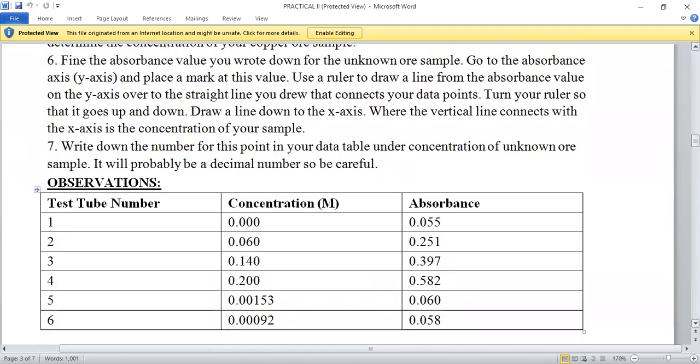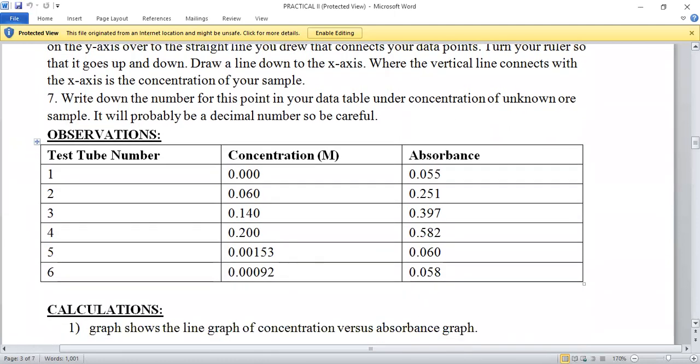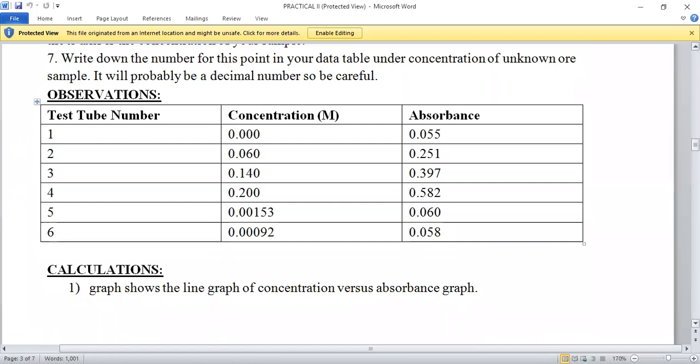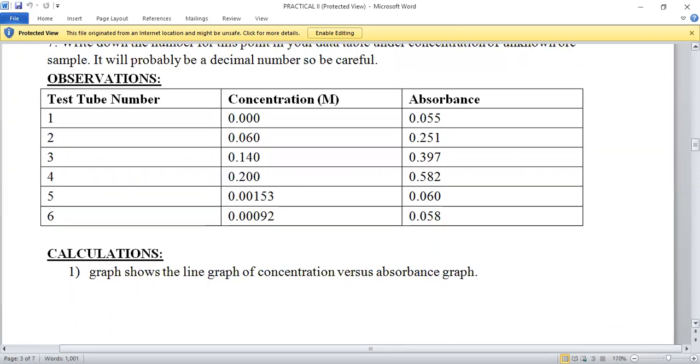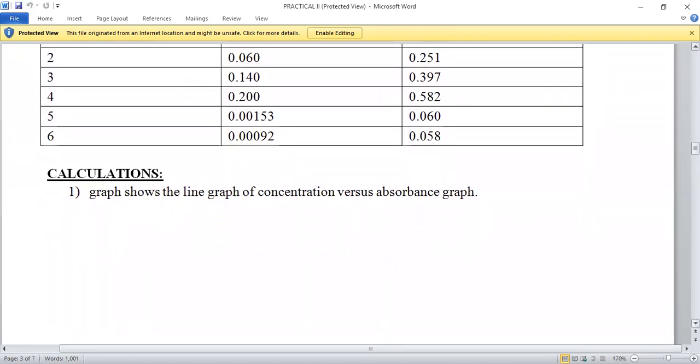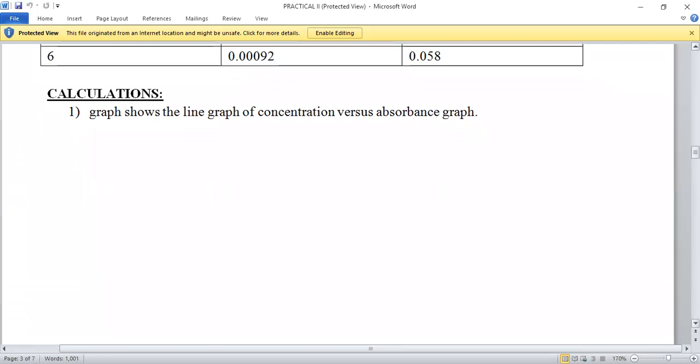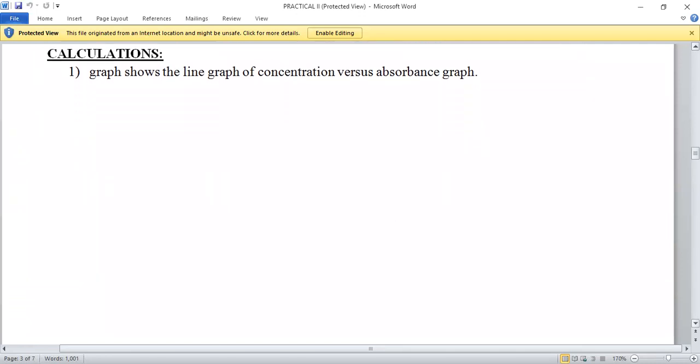Now we will discuss the observations of this practical. This table consists of test tube number, concentration, and absorbance. Calculations. The graph shows the line graph of concentration versus absorbance. It will be a straight line graph.